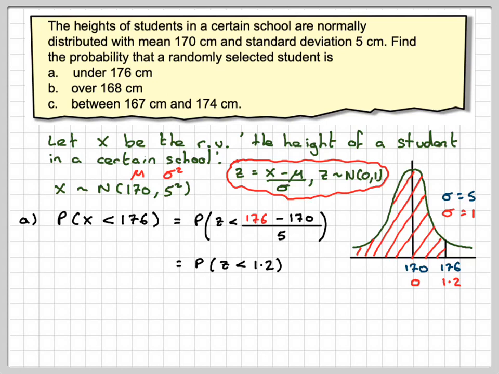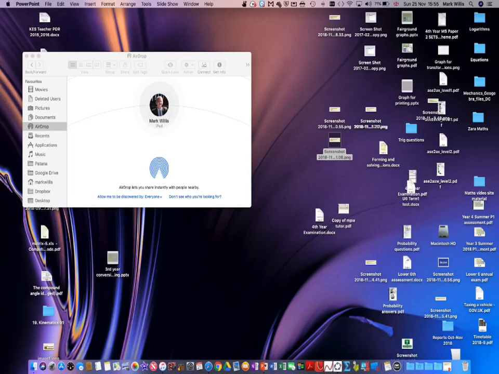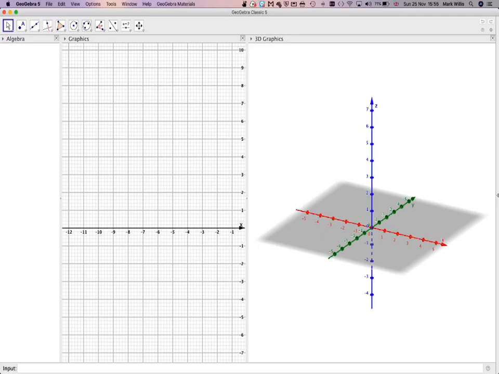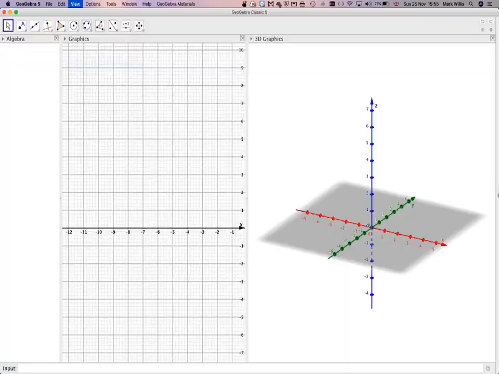Now, you've probably got a calculator. I'm going to use GeoGebra, the probability calculator in GeoGebra, to do this. And I'll show you how that works, but you can do the same on your graphics calculators. Most Casio and TI calculators will do this as well. So I want my GeoGebra. This is GeoGebra 5 I'm using. And then I want to view the probability calculator, which is that one there. So I will use that one there and open it.